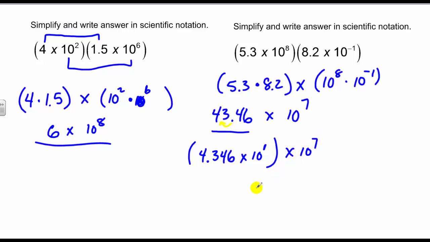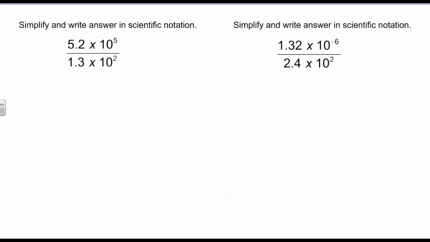So likewise, you'll notice I have 10 to the 1st times 10 to the 7th, so this is 4.346 times 10 to the 8th. Problem done. We'll do the same thing with division.